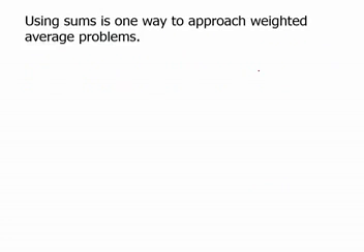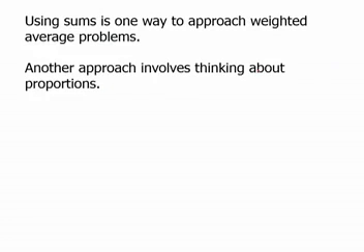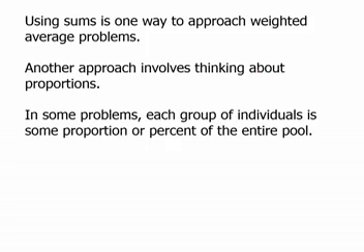So using sums is one way to approach weighted average problems. Another approach, a very different approach, involves thinking about proportions. In some problems, each group of individuals is some proportion or percent of the whole. And so in the problem about cars on a ferry, we actually gave you counts. We said, this is the number of cars, this is the number of trucks. Instead, it might be that the groups are broken down by percentage. This is the percent of group 1, this is the percent of group 2, percent or proportion.